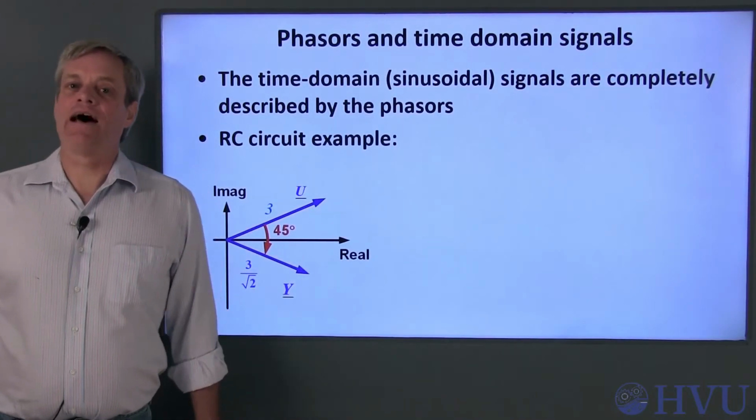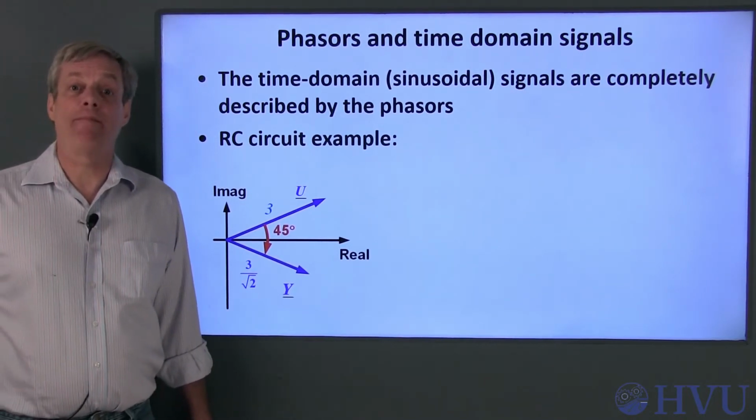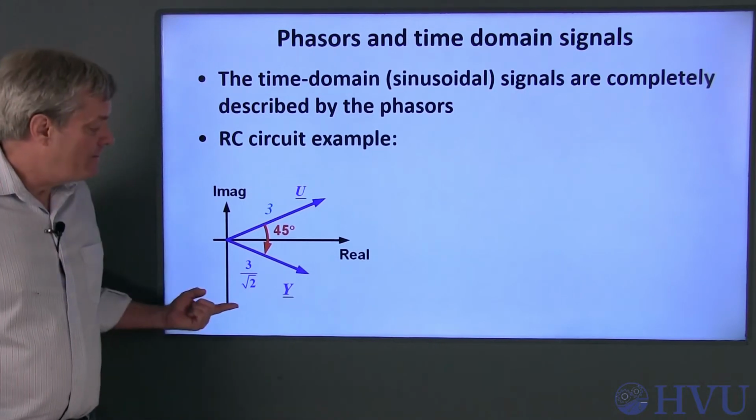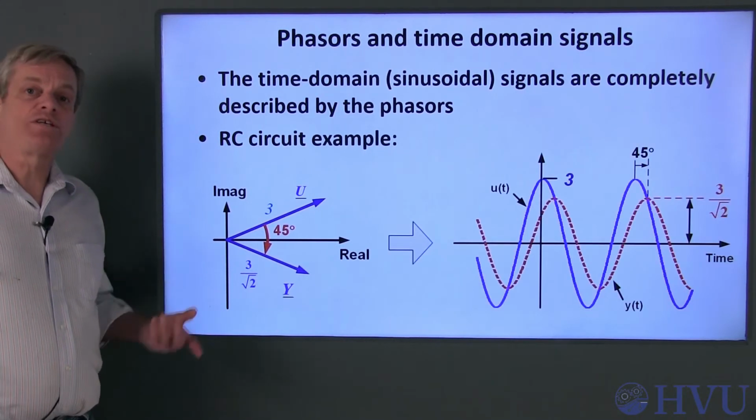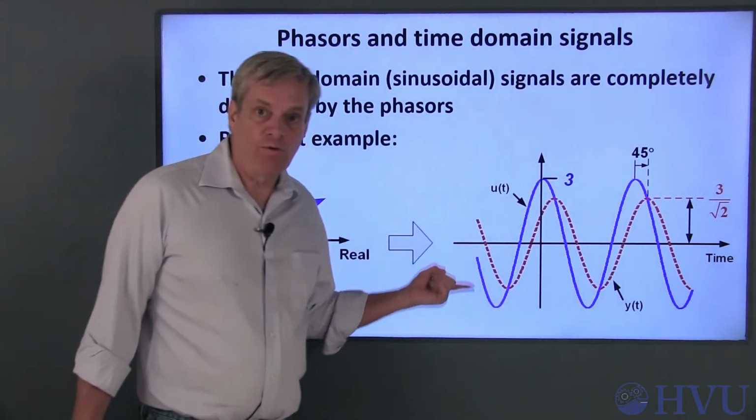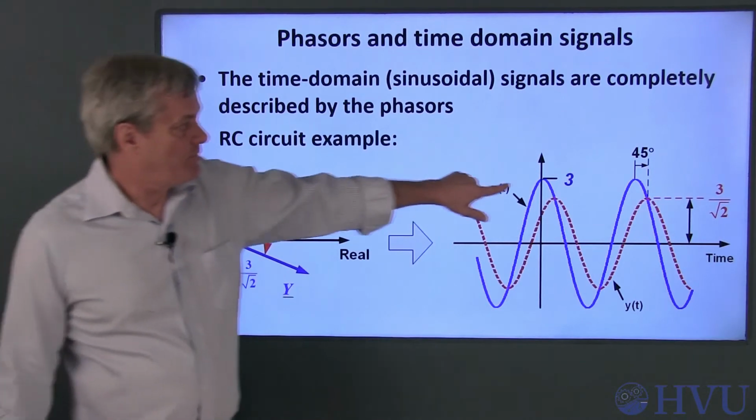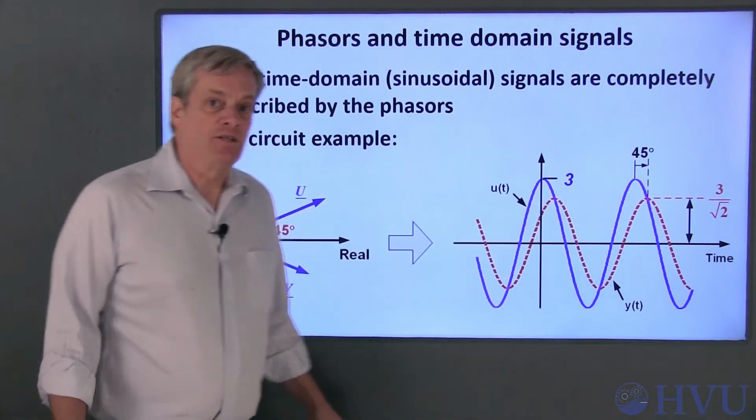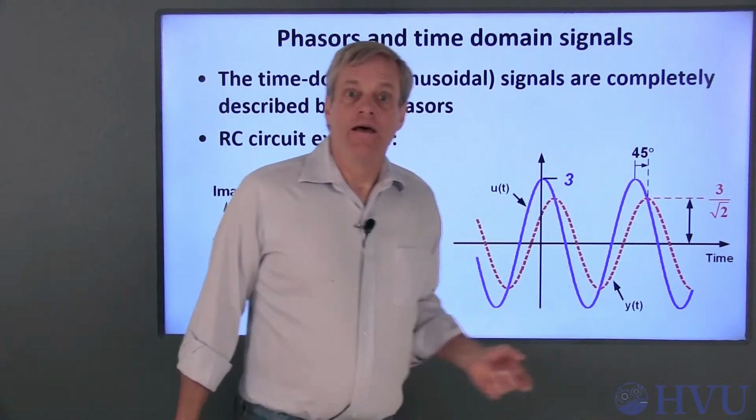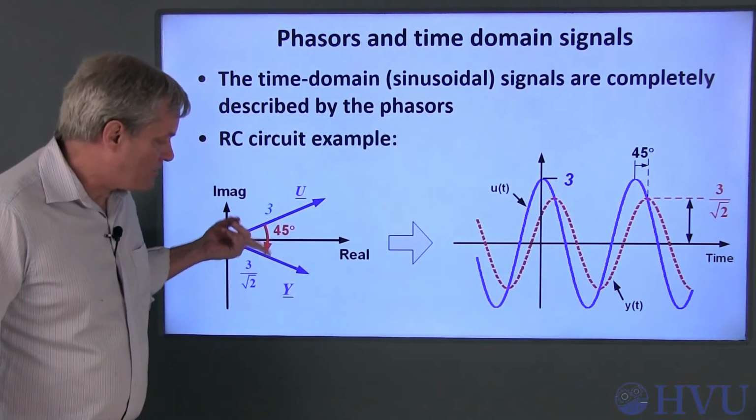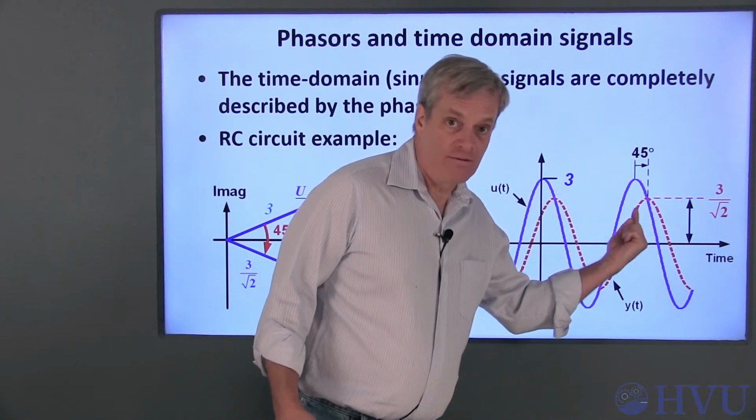Now let's take a look at how to interpret the information the phasors are giving us to understand what's happening in the real world. This is the phasor diagram for our RC circuit example. The corresponding sinusoidal signals will look like this. The input signal, U of t, has an amplitude of 3 volts. And the output signal, Y of t, has an amplitude of 3 over root 2 volts. The output signal lags or follows in time the input signal by 45 degrees.